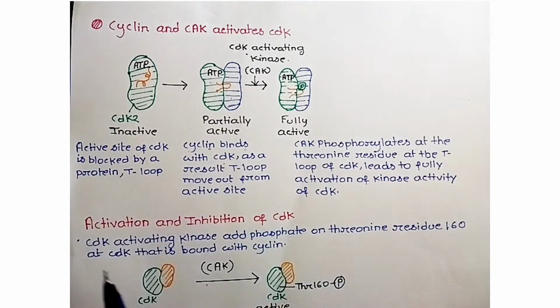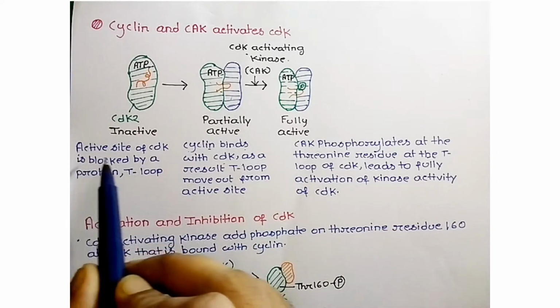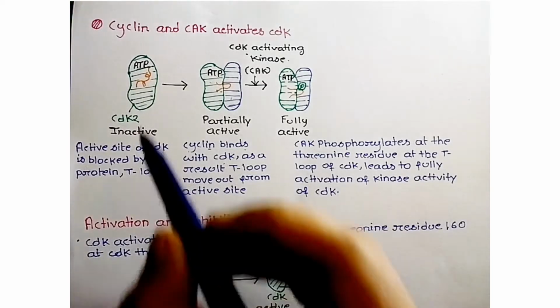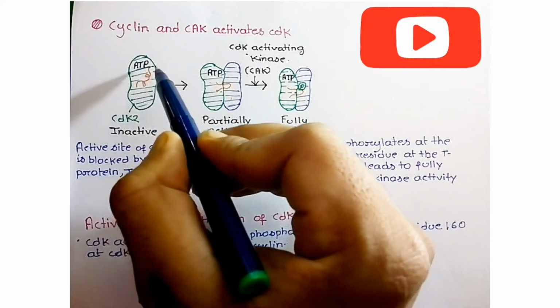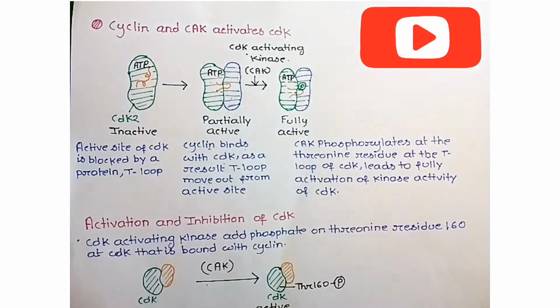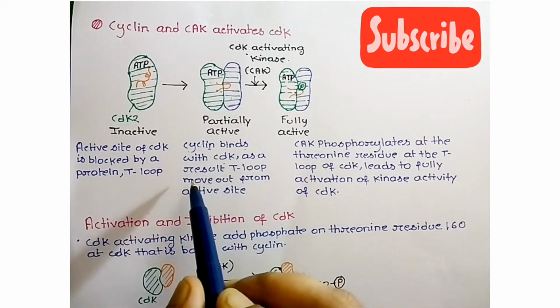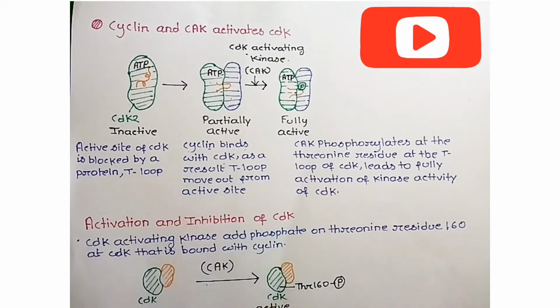So in the first step, the active site of CDK is blocked by a protein, that is the T loop. So this is the T loop. This T loop blocks the active site of CDK. Now when cyclin binds with CDK, as a result the T loop moves out from the active site.